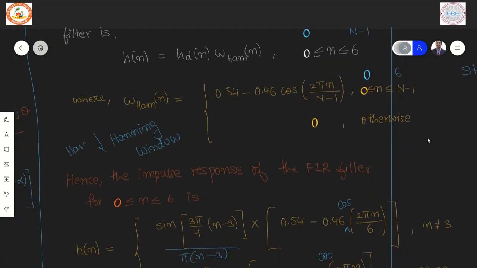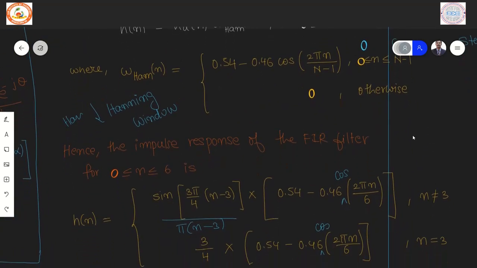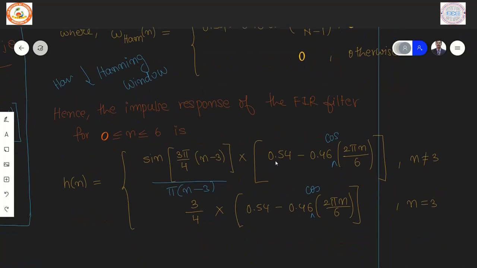Therefore, the impulse response of the FIR filter can be written as what we got for hd of n into the window function. So each term here we are multiplying with the window function. So this is the window function for Hamming. Similarly, here we have the window function for Hamming into 3 by 4. So 3 by 4 is the value of hd of n for n equal to 3. When n is not equal to 3, this is the expression.